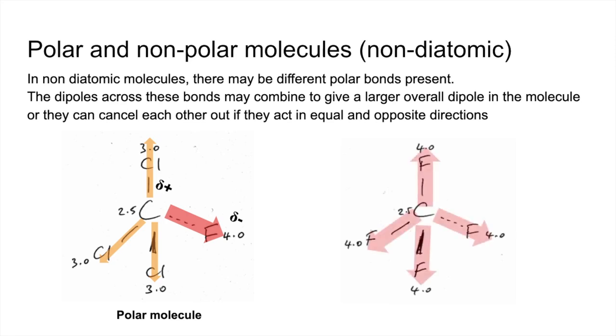If we move on to something like this, this is tetrafluoromethane, CF4. We've got four C-F bonds, each with the same dipole, but they are acting in equal and opposite directions in the molecule. So effectively, they're all going to cancel out, and this is therefore a non-polar molecule.